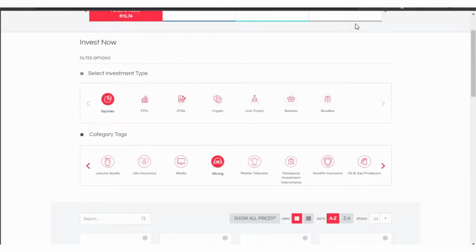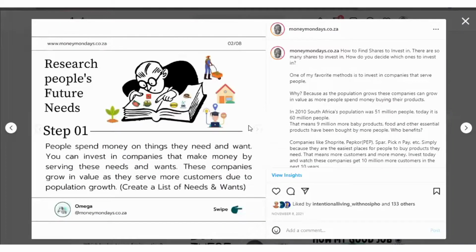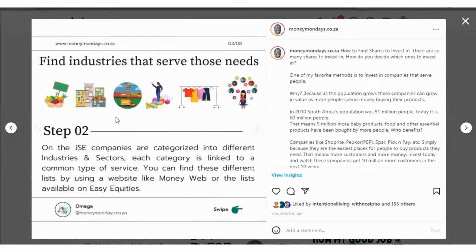But before we get to that, we have to understand certain aspects of human needs. So once you have found industries that cater to those needs, you'll then ask yourself the simple question of, are these industries growing? Where are these industries going? Are they still actually going to be around in the future? Because not all industries that cater to needs will actually survive the future.